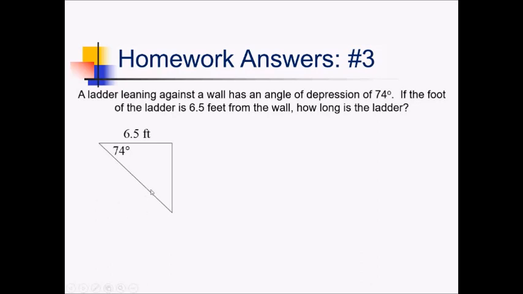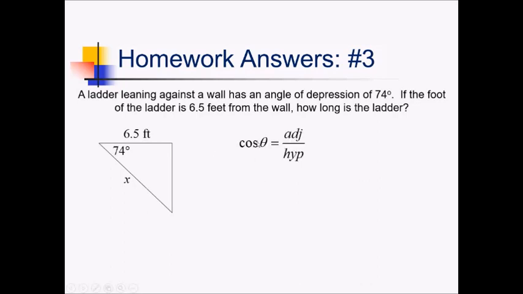Now, how long is the ladder? Well, that's the hypotenuse again, so we'll put an x on that. And now, in terms of solving this, we have the hypotenuse, and we have the non-hypotenuse leg touching the angle, so the adjacent side. Adjacent and hypotenuse, that's going to be CAH from SOHCAHTOA, so that's cosine equals adjacent over hypotenuse.